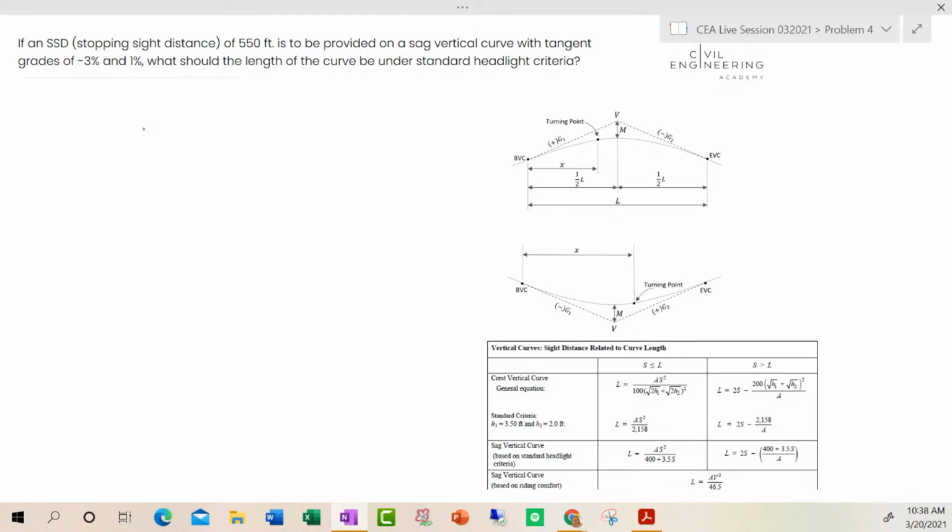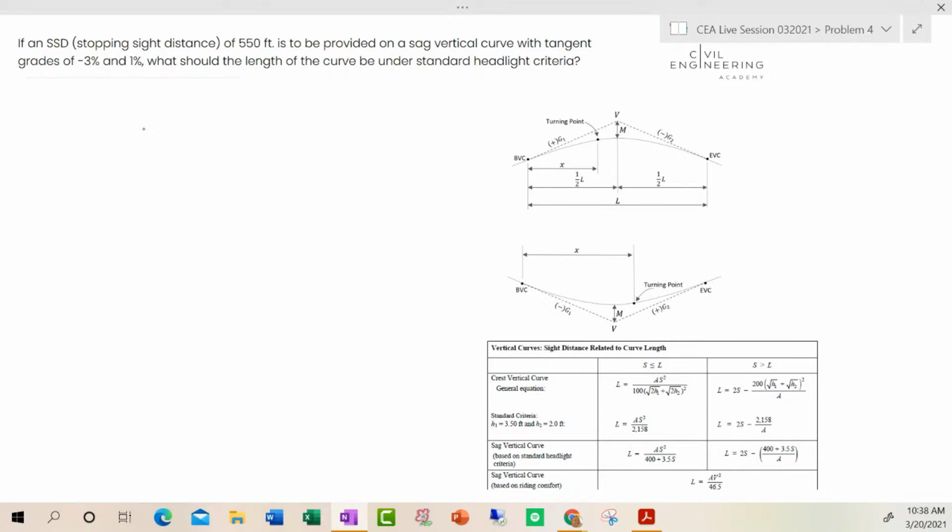Okay, cool, man. Let's head into problem number 4. So now we're going to get away from the highway capacity type problems. We're going to get into some vertical and horizontal curve stuff. So let's look at a vertical curve first.